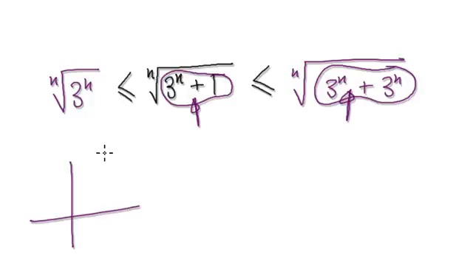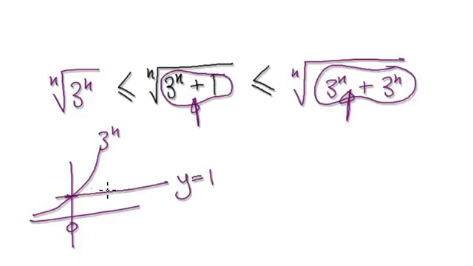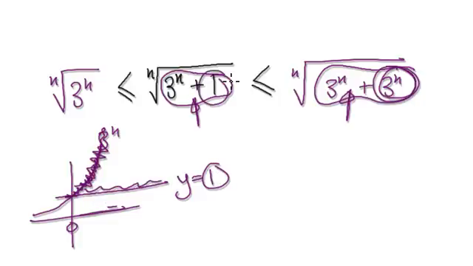Because if you look at the graph of 3 to the power of n, when n is 0 it is 1, so this thing here will always be bigger or equal to 1. This is a graph of y equals 1, and this here is a graph of 3 to the power of n. As n gets bigger and bigger, you can see that this thing will always be bigger than y equals 1. So the point is that this thing will always be bigger than this.